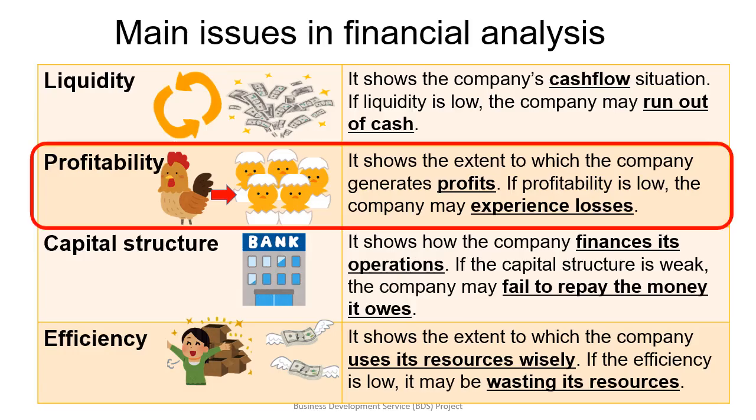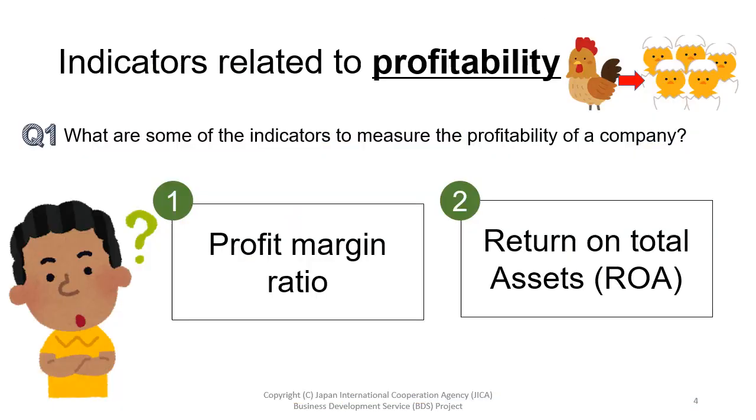Profitability is probably the most important financial analysis that must be made to MSMEs because if they are not profitable, they may have to stop their business. What indicators can be used to measure the profitability of MSMEs? They could be things like profit margin ratio and return on total assets.